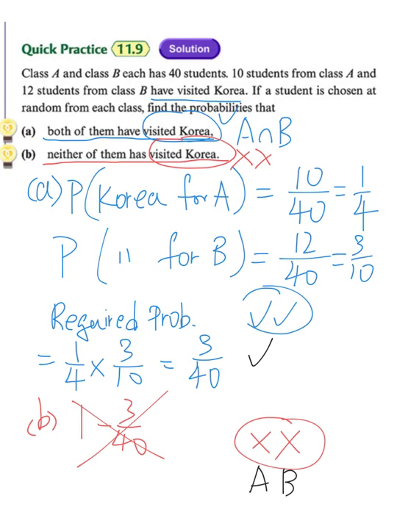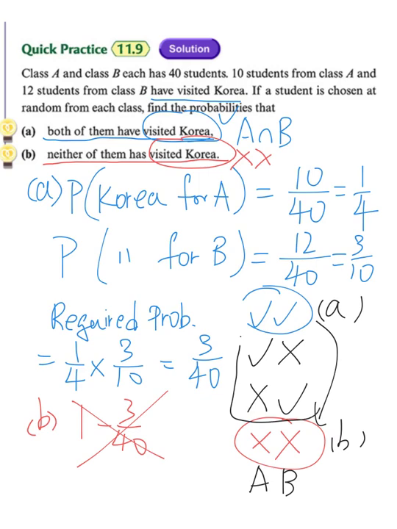The in-between situations are: the class A selected student has visited Korea and the class B selected student has not visited Korea. On the other hand, the class A selected student has not visited Korea, while the class B selected student has visited Korea. So actually, part A and part B are not complementary. We still have something in between.